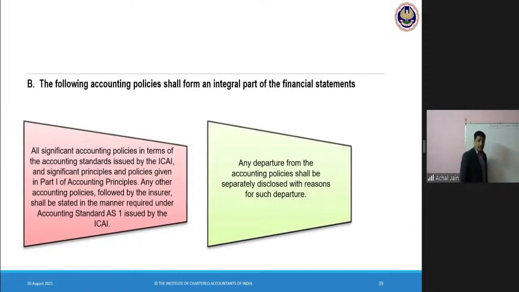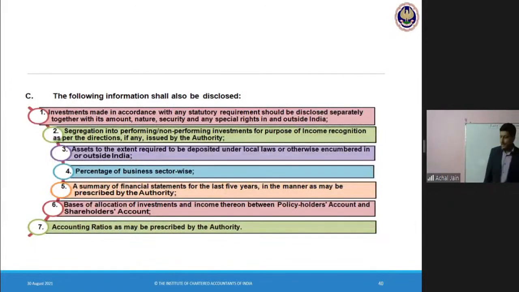Next are some more disclosures over and above those we have discussed, and these are very specific to the insurance business. First, investments made in accordance with any statutory requirement should be disclosed separately together with their amount, nature, security, and any special rights in and outside it. So it's all about giving the breakup of the investment, where you give the amount of that particular investment and also specify its nature.